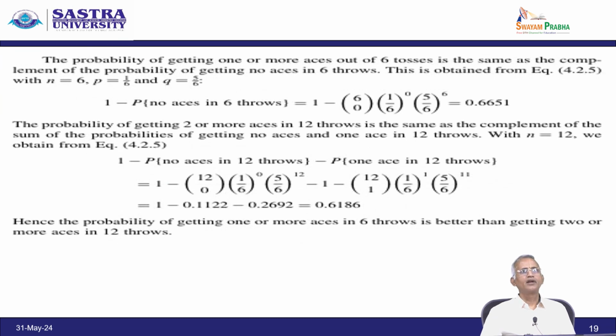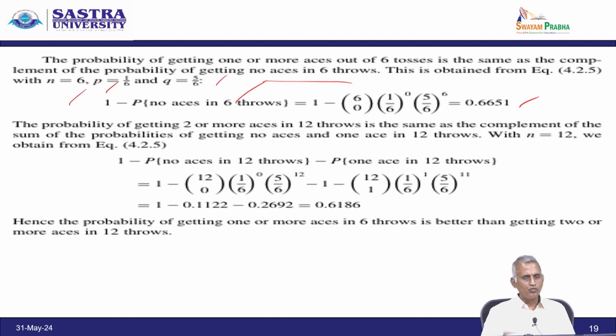So, the probability of getting 1 or more aces out of 6 tosses is the same as the complement of the probability of getting no aces in 6 throws. This is obtained with n equal to 6, p equal to 1 by 6, and q equal to 5 by 6. Therefore, 1 minus the probability of no aces in 6 throws is equal to 1 minus 6C0 into 1 by 6 whole power 0 into 5 by 6 whole power 6, which equals 0.6651.